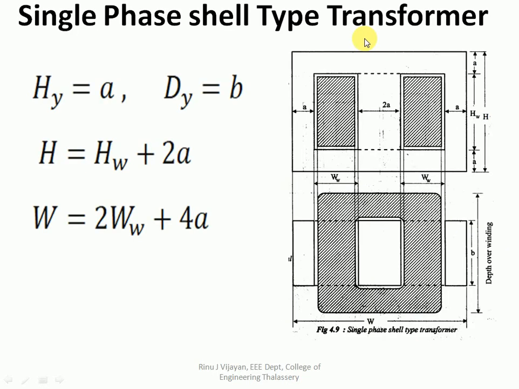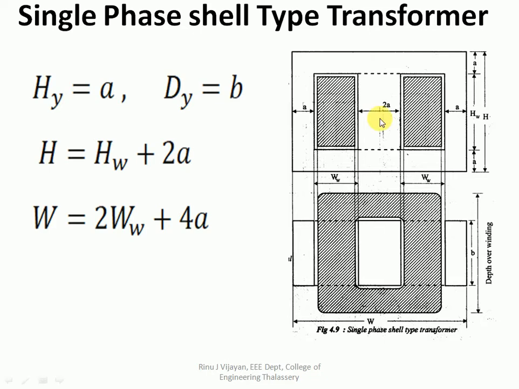So far we have seen core type transformers. In the case of core type transformers, the windings were actually concentric with each other. Now coming to the shell type transformer, in the case of a shell type transformer, these windings are actually sandwiched. That is, both the low voltage windings and high voltage windings are sandwiched between each other. You may refer the first video session to get the distinguishing features between core type and shell type transformer.